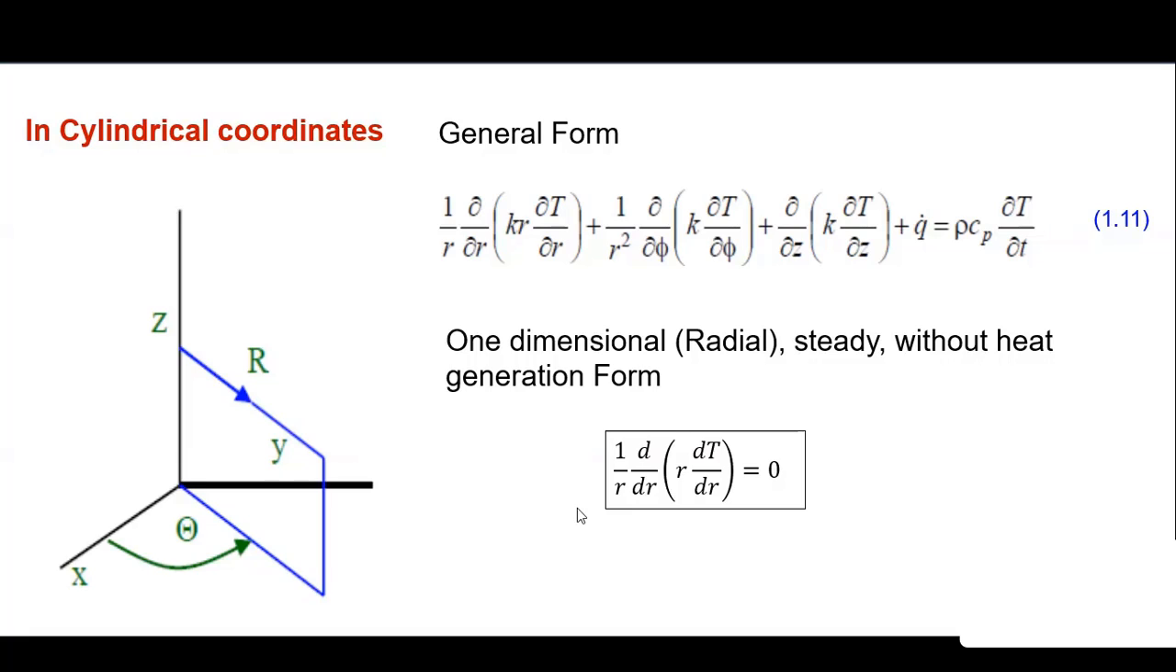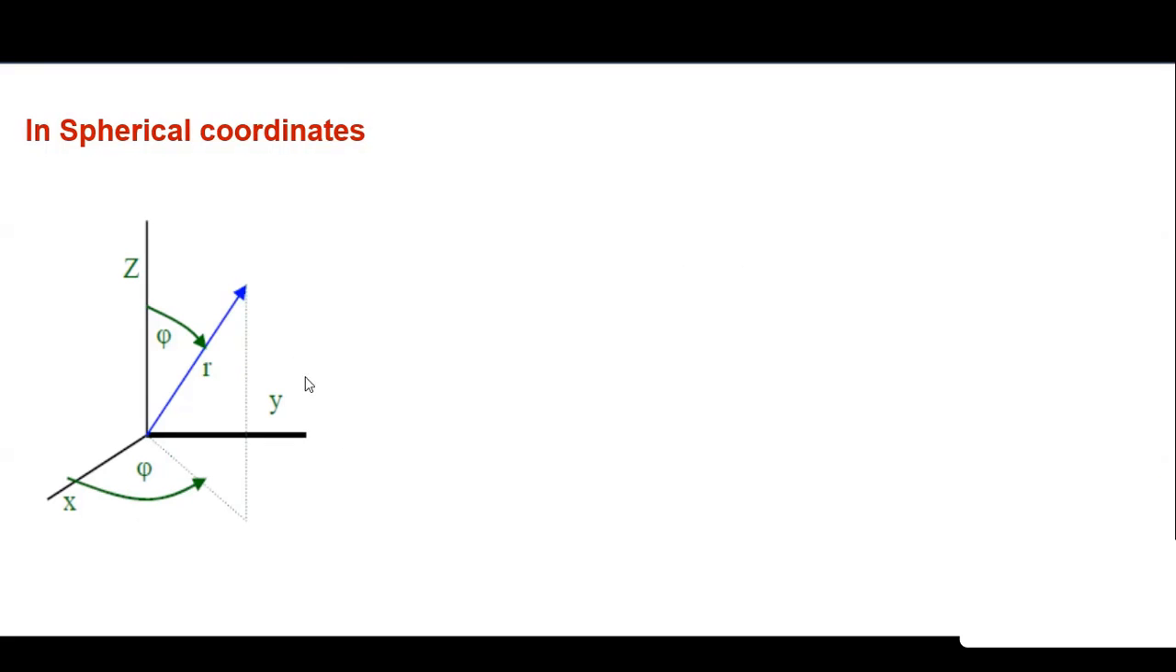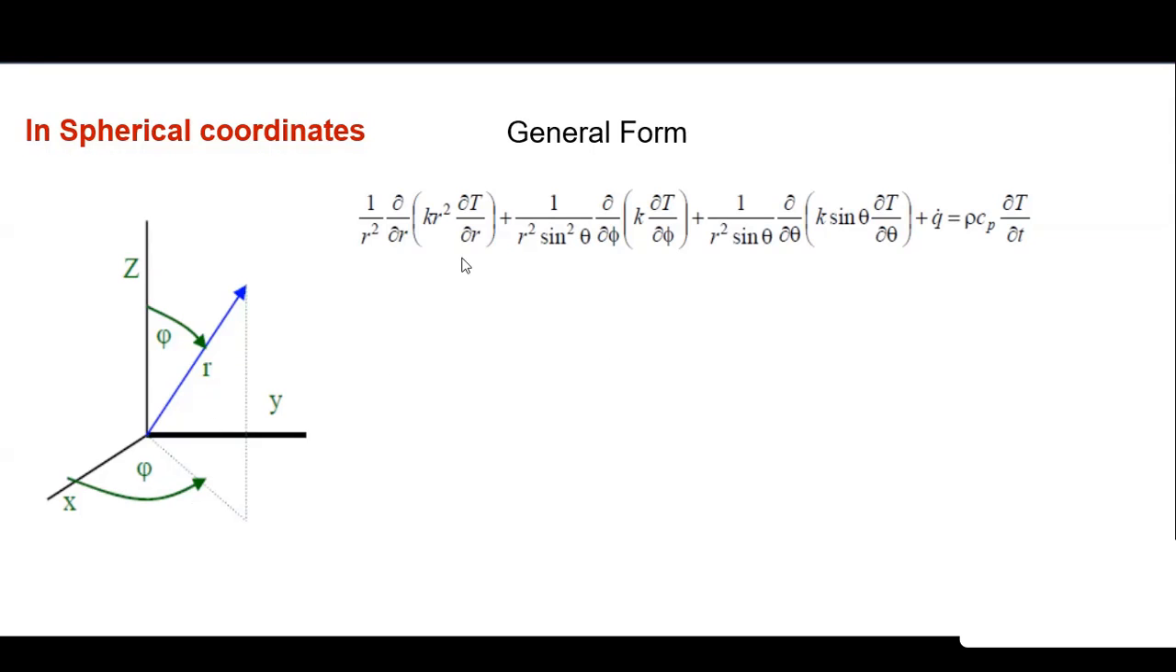Similar conditions can be repeated for the spherical coordinate system, and in the spherical coordinate system, the coordinates are r, phi and theta. For this generalized form, it's like this. So first this term is representing r, this is representing phi, and this is representing theta. This is the heat generation term and this is the energy storage term.